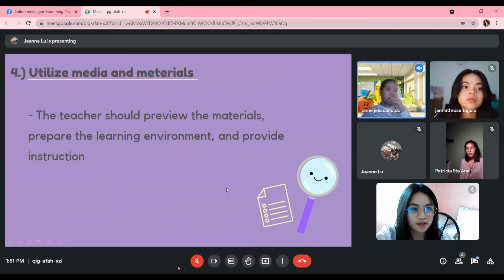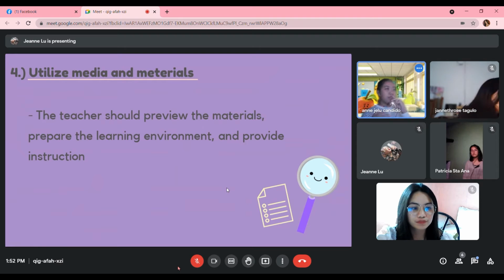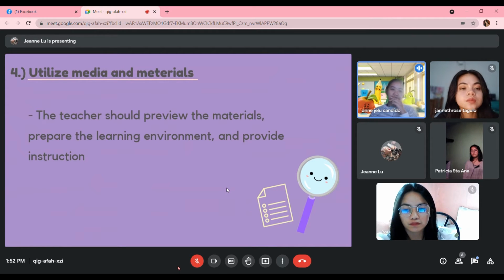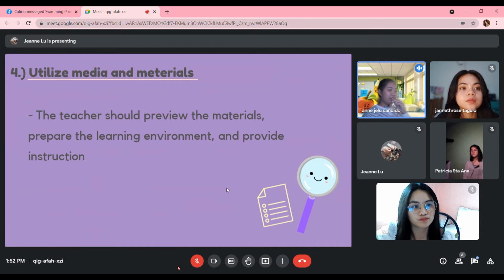Next is to utilize media and materials. The teacher should preview the materials, prepare the learning environment, and provide instruction. The instructional materials that you pick must be interesting and catch the eye of the students. So, in order to assure that the said materials are interesting, you should preview them.